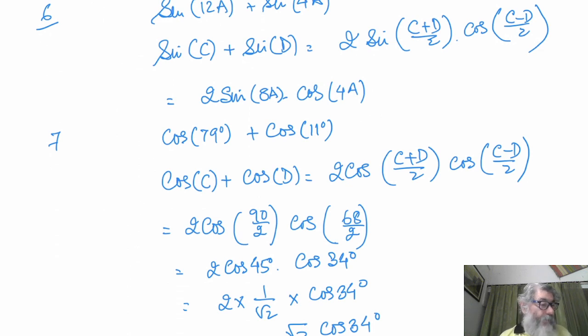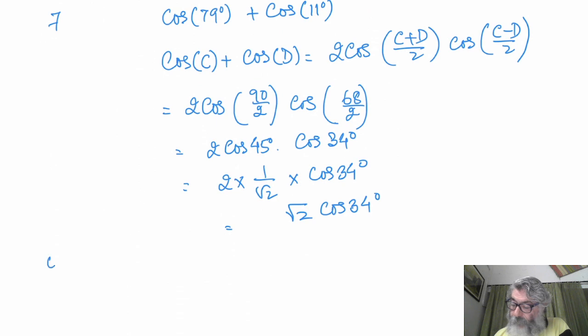Now let us see the next question. Cos 25 degree minus cos 37 degree. These are basic sums for the practice of the formulas, nothing else. Here we are practicing the formulas.